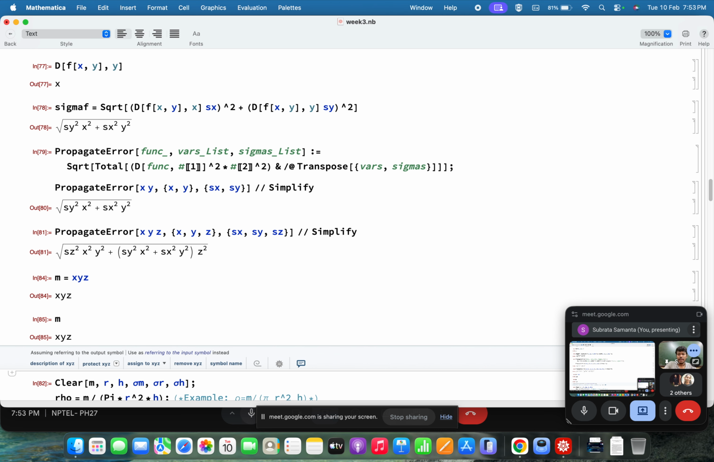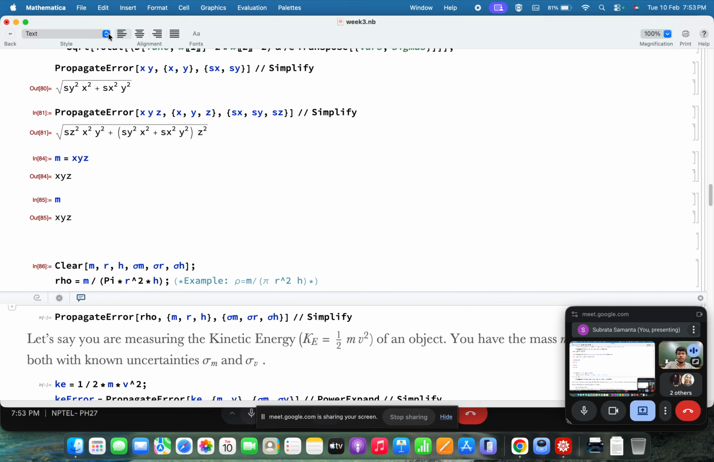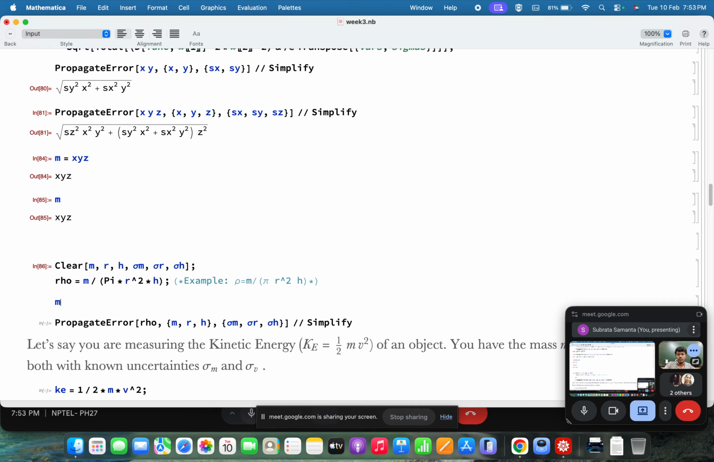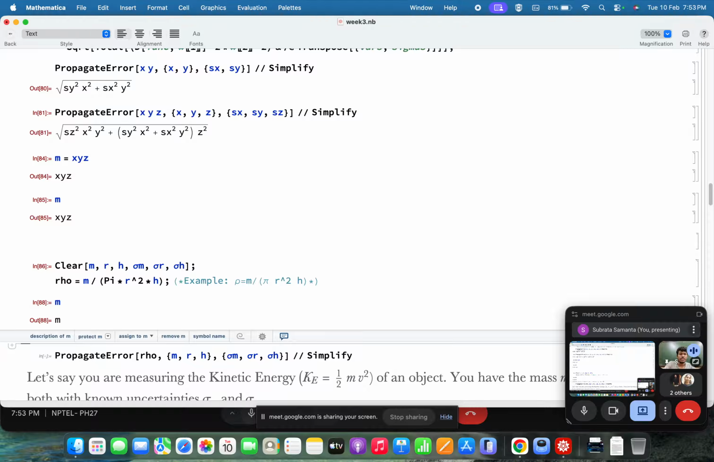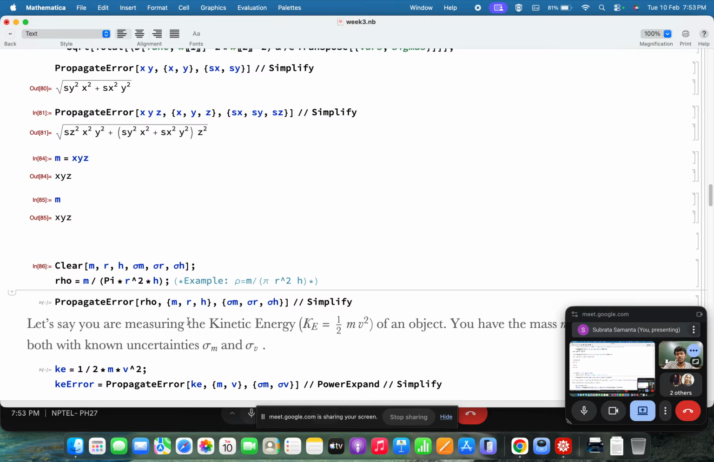If I clear m, once you clear this, there is no longer m equals x y z. Now if you call it, it is just m. So this is clear. That is why, if you work in large notebooks and do not know what is assigned to which variables, whenever you use a variable, you first clear it. That is the best way. I clear all these variables because I am working with them later on.